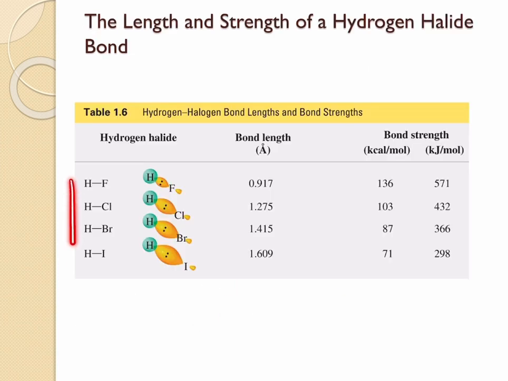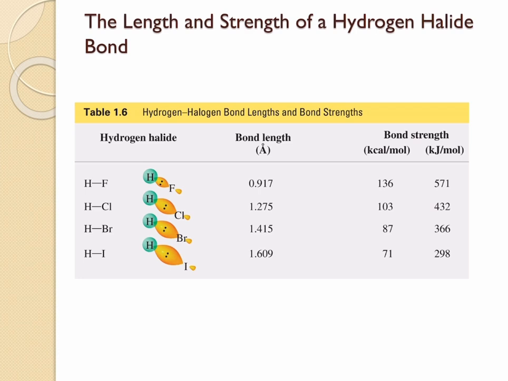As we go from HF to HI, it's very clear that the bond length of the hydrogen-halogen bond is actually increasing, whereas the bond strength is actually decreasing. And what is the reason why bonds get longer and weaker as we move from HF to HI?